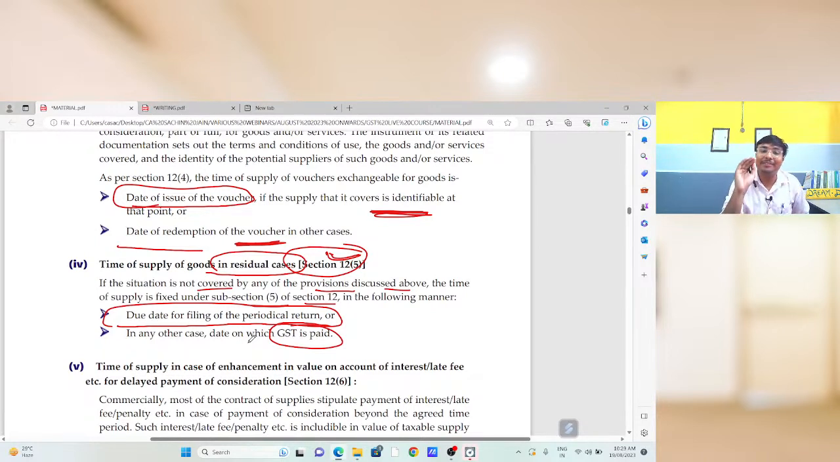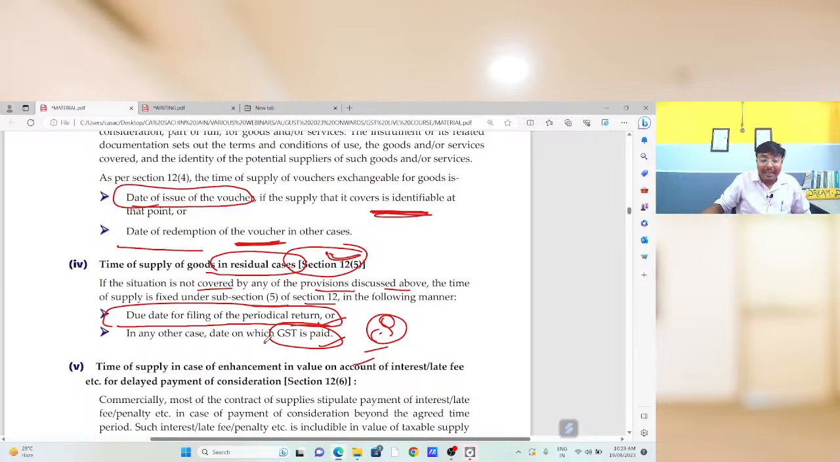There is no specific provision regarding whichever is earlier, that is, the due date of filing of the periodical return or payment of taxes. इन दोनों में से कोई भी ले सकते हैं. Suppose I am a quarterly return filer, and I made the supply in the month of July. Now I am going to file my GSTR 3B at the end of the quarter, that is, September end होने के बाद I am going to make the payment of taxes.